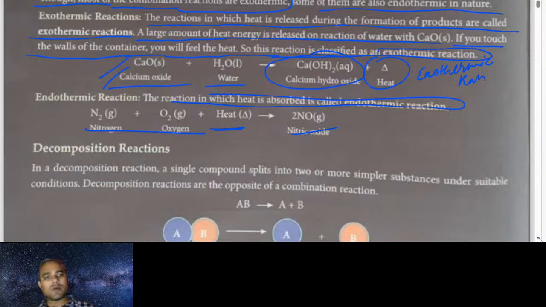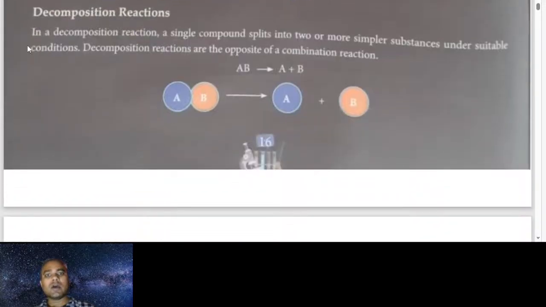Now let us move on to the decomposition reaction. Decomposition reaction is the opposite of the combination reaction, student. So it is also very simple. Decomposition means breaking down. So A is there, it can split into B plus C, or here AB is the compound, this is the bond, it is splitting, they are separating.